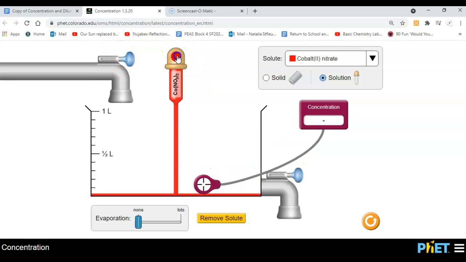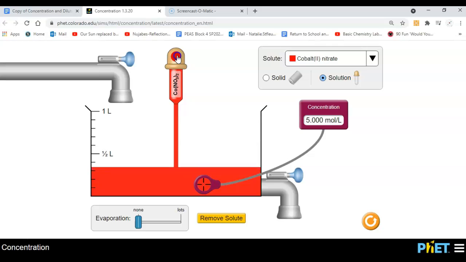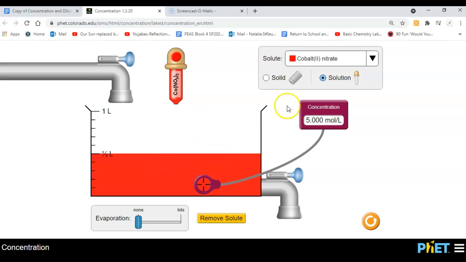So I'm going to add the cobalt nitrate. I may not get exactly to 0.5, but that's okay. We're going to try our best to get as close to there as possible. But in terms of the concentration, it's not going to matter what the volume is. All right, so I'm halfway.